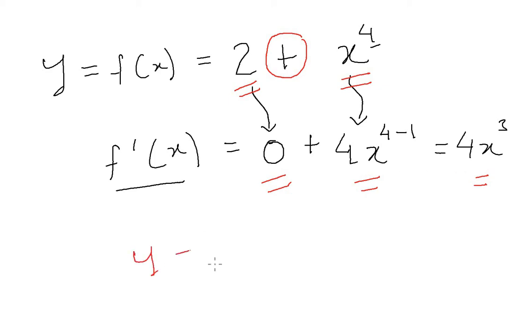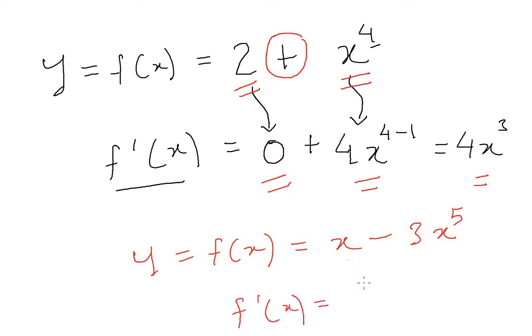For example, if you have a minus, let's say x minus 3x to the power 5. So once again, since there is a minus in the middle, you can differentiate the first expression separately.